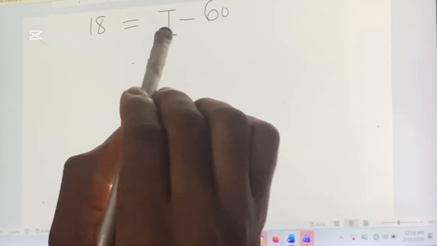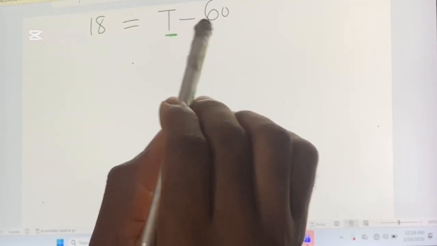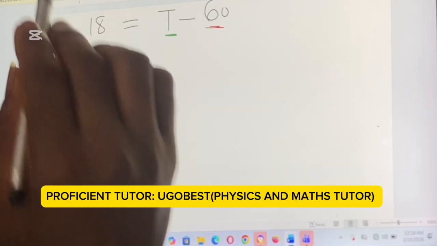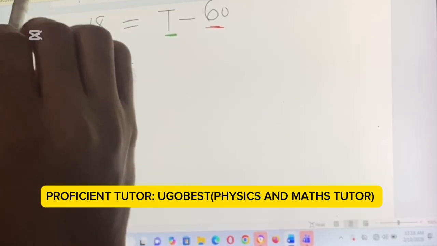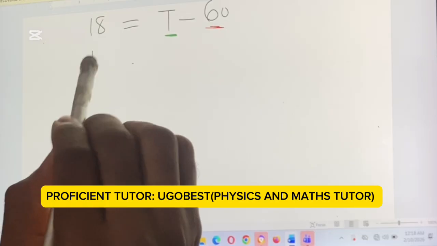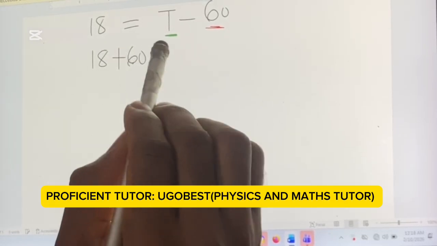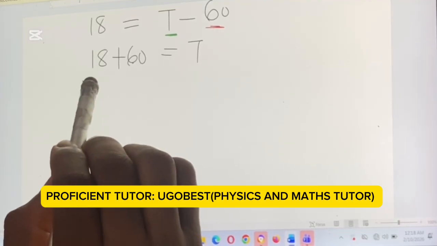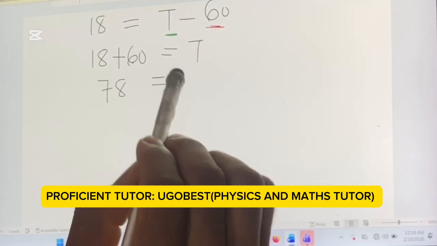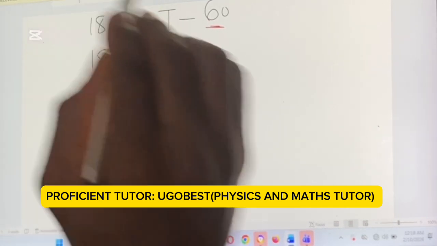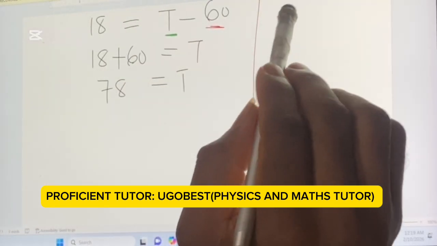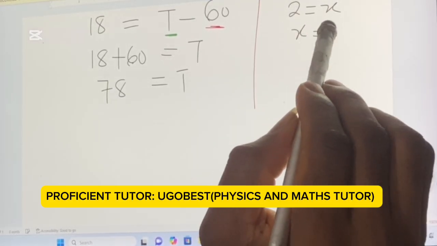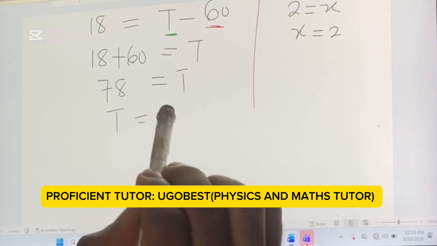So making T the subject of the formula, I'll take minus 60 from the right hand side to the left hand side. I will have 18 plus 60 is equal to T. So 18 plus 60 will give us 78. So this will be 78 is equal to T. In mathematics, whenever you have something like 2 is equal to s, it is the same as s is equal to 2. So this is the same thing as T is equal to 78.